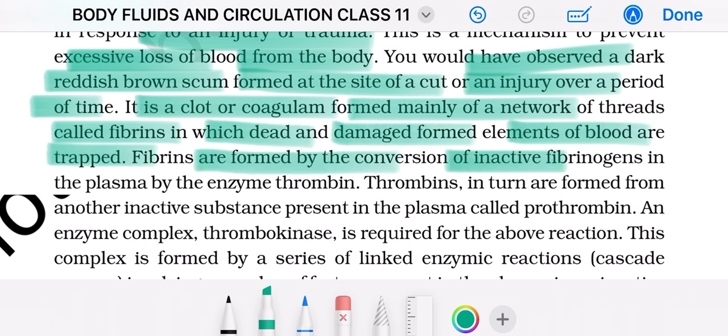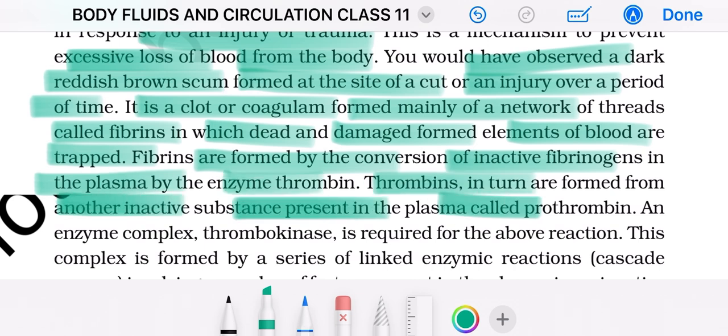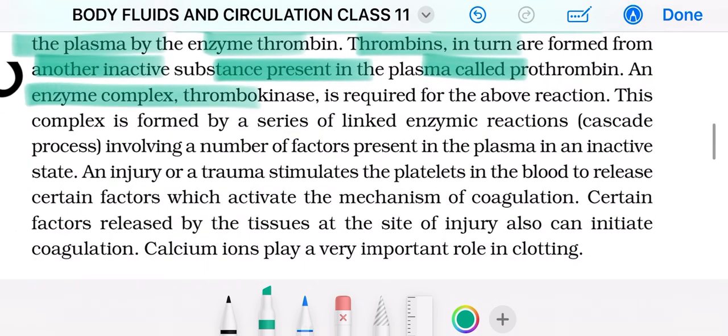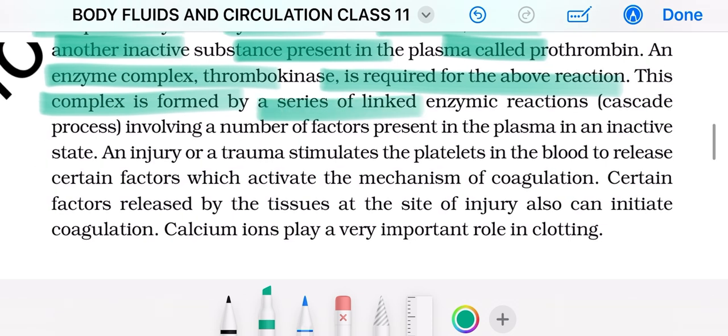Fibrins are formed by conversion of inactive fibrinogen in the plasma by the enzyme thrombin. Thrombin in turn is formed from another inactive substance present in the plasma called prothrombin. An enzyme complex, thrombokinase, is required for the above reaction. This complex is formed by a series of linked enzymic reactions, a cascade process involving a number of factors present in the plasma in an inactive state.